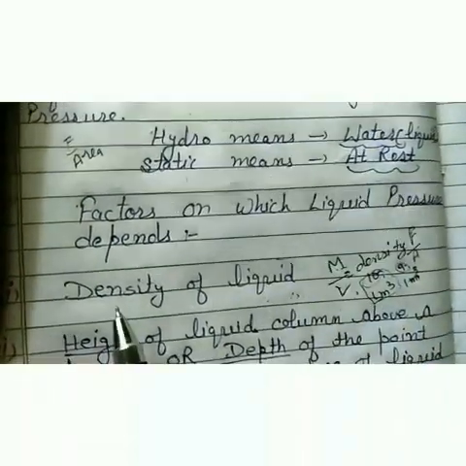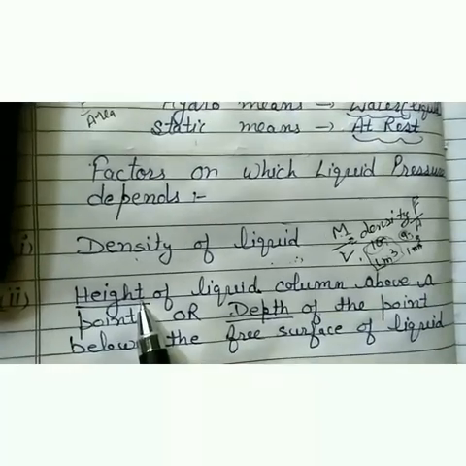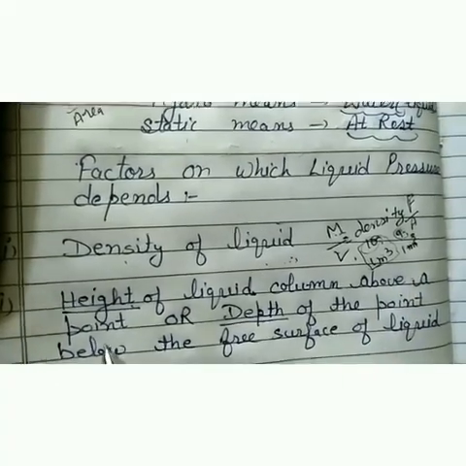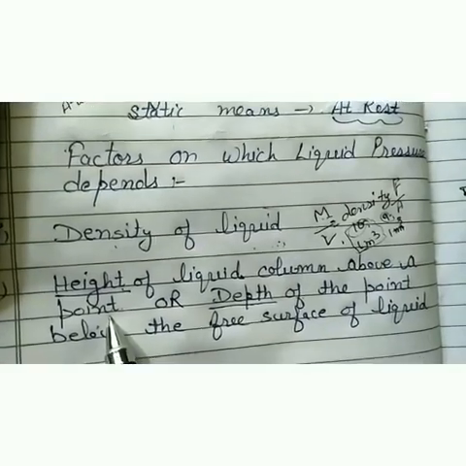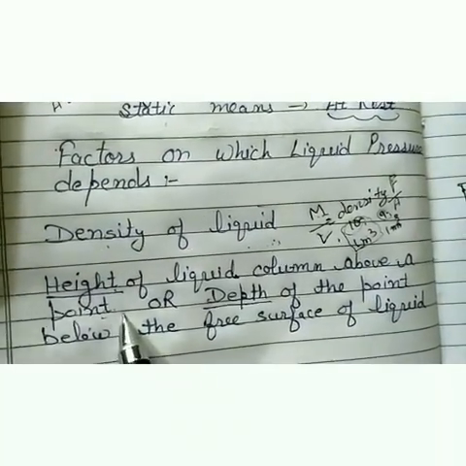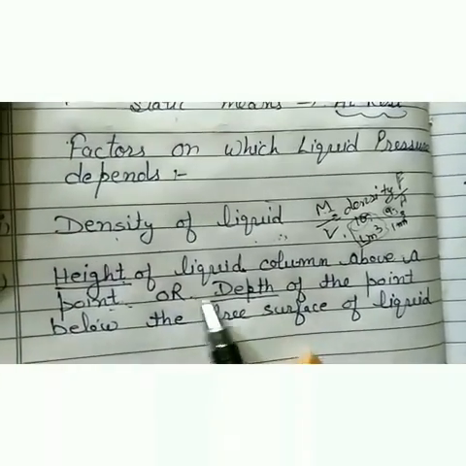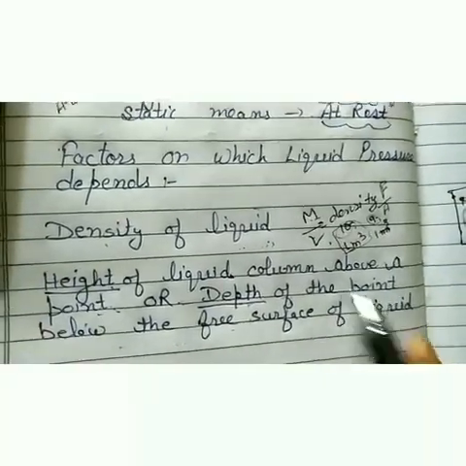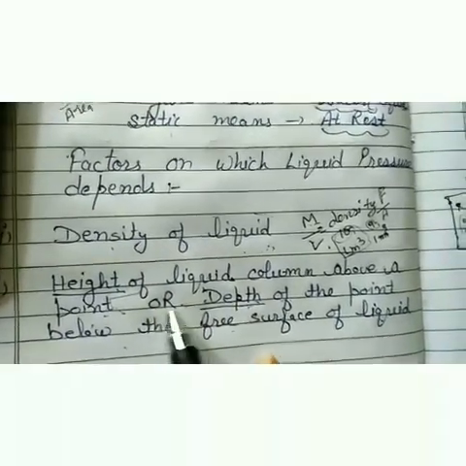So the first factor is that liquid pressure depends upon the density of the liquid, and the second factor on which liquid pressure depends is the height of the liquid column above a point, means a point on which we are finding the liquid pressure. So what is the height of that particular point? Number 2, we can say this in another way, that is the depth of the point below the free surface of the liquid. So let's understand the meaning of these two terms, height and depth, and how they are related.